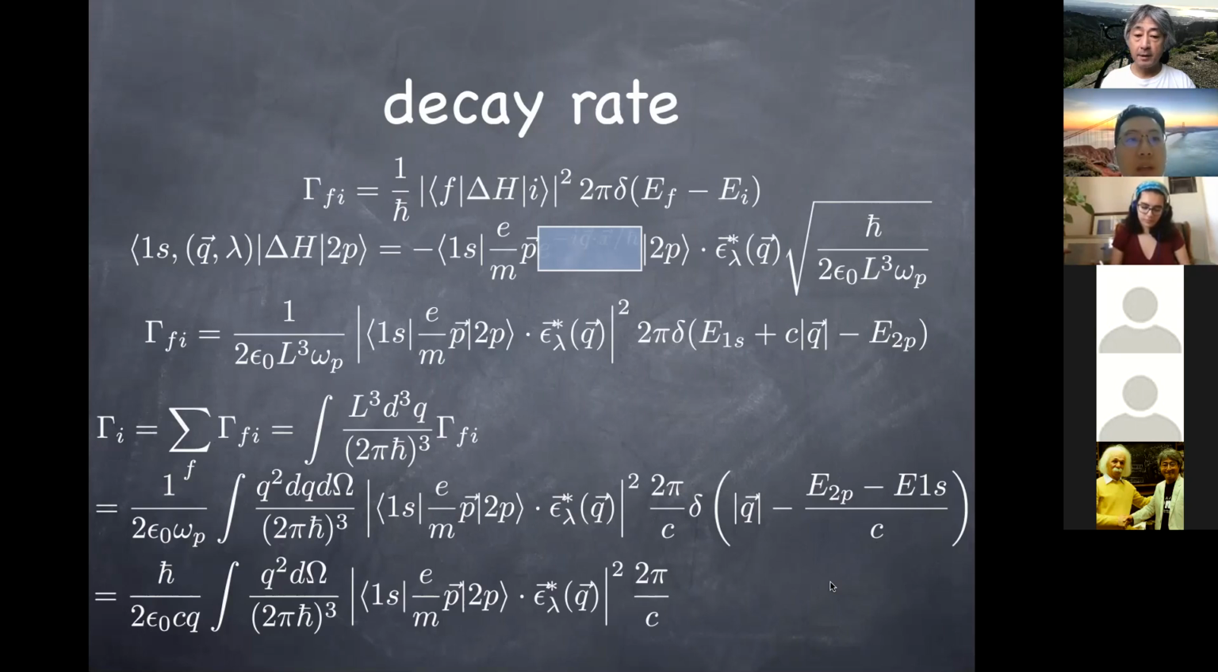How do we get the q squared in front of dq? That's just a rewriting of this d cubed q three-dimensional integral in polar coordinates. Yeah, I see. Thanks for asking. Any further questions here?